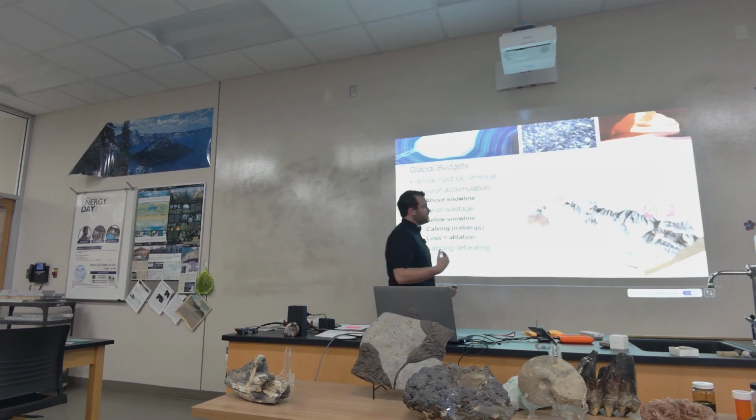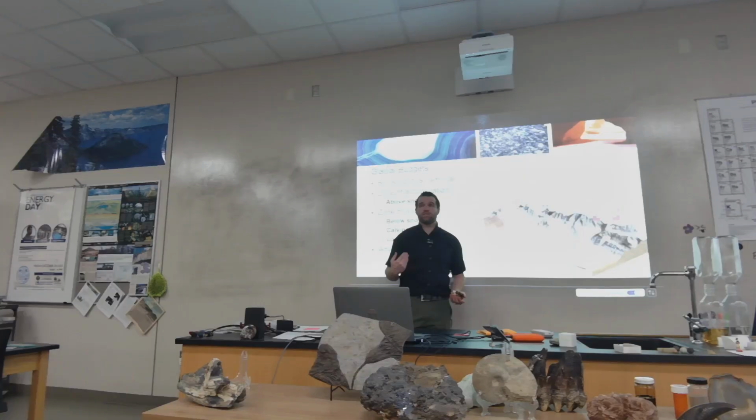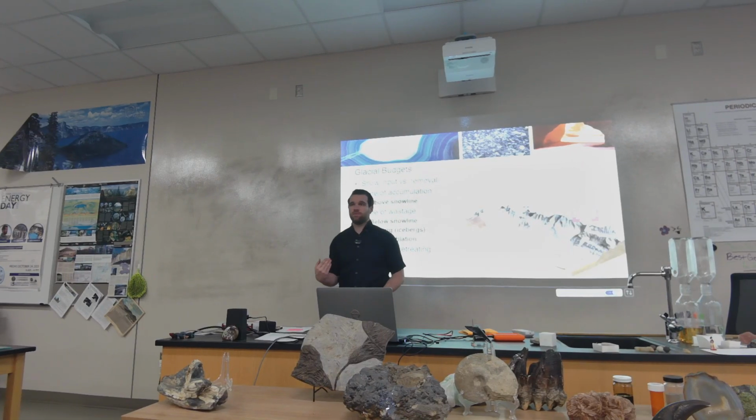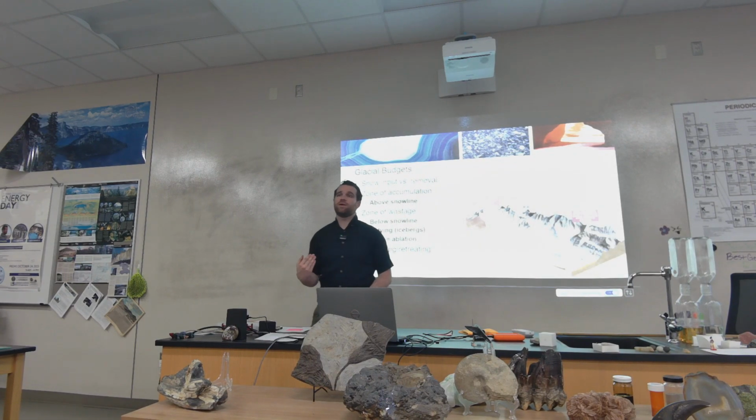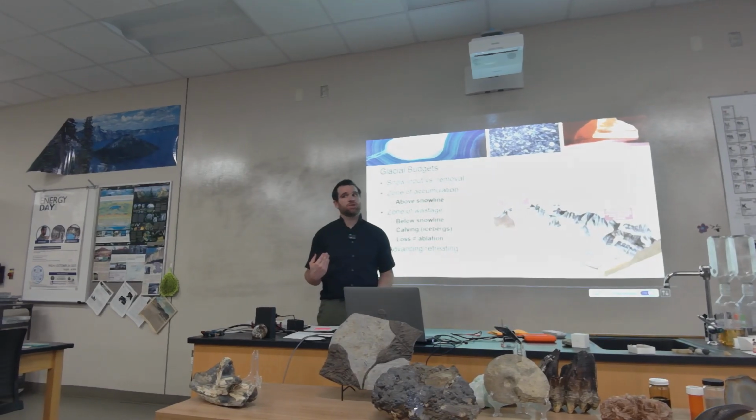Anything below the snow line, we call the zone of wastage, because it has the potential for melting and falling off. Anything above the snow line, we call the zone of accumulation.